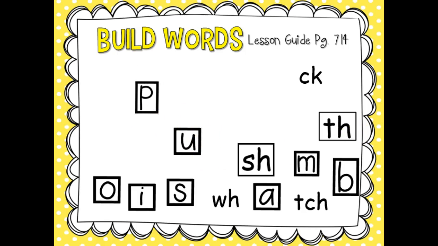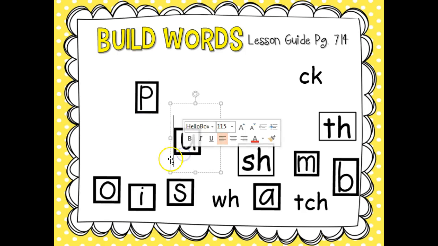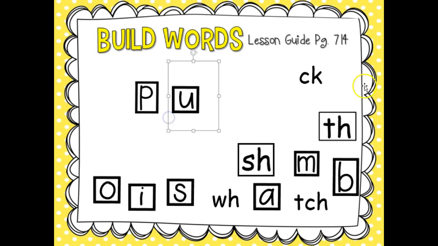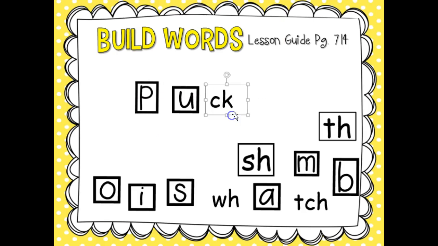All right, let's finger stretch that word. P, u, k. The next sound, u, is U. The last sound is a k sound, and we need CK, which works together. Let's look at our word. P, u, k, puck. Good job.